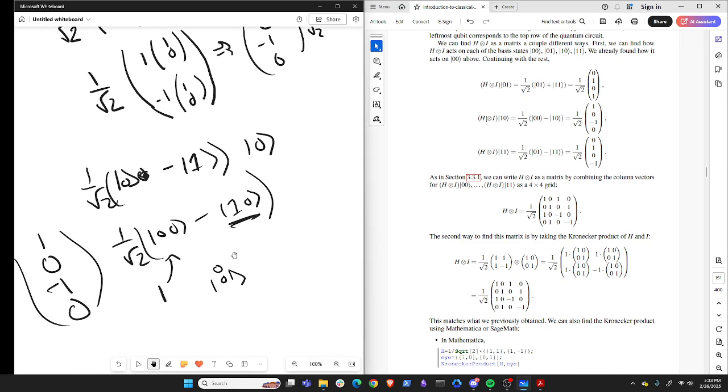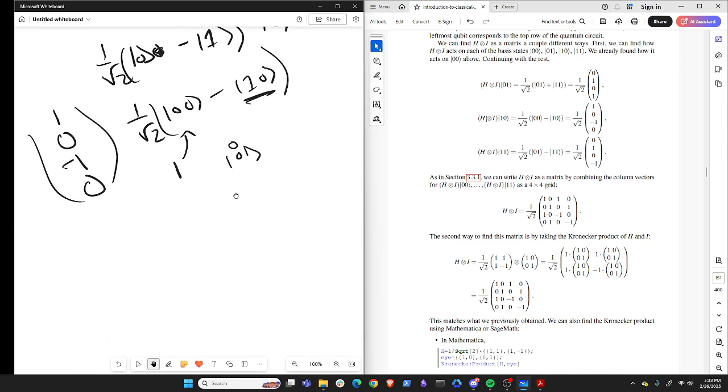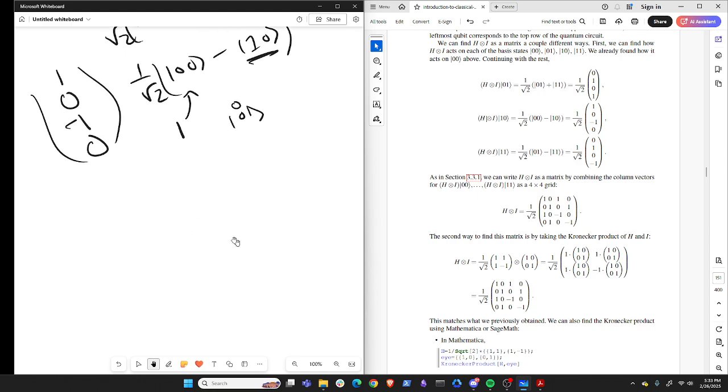So if we wanted to skip doing them separately, what we can do is actually just calculate the tensor product of these two matrices together. That way we have one big matrix that we can apply and do our calculations with instead of having to do them separately.